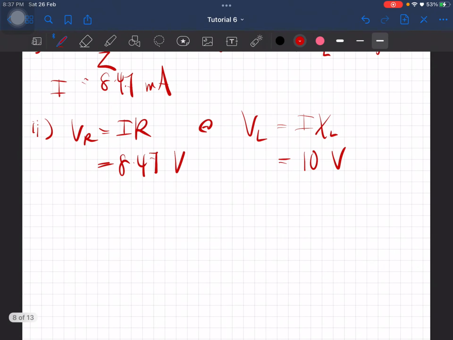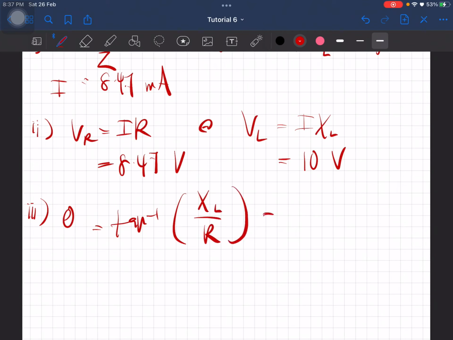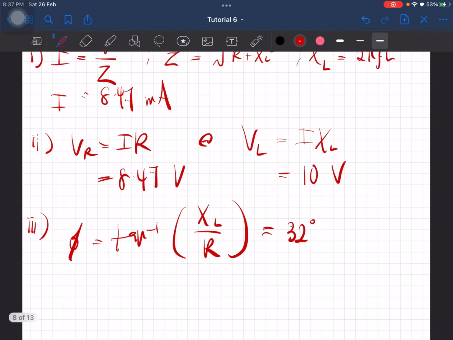And then the phase angle. So the phase angle is going to be shift tangent XL over R. So this is going to be 32 degree. This is actually phi. Okay, so you will get 32 degree.